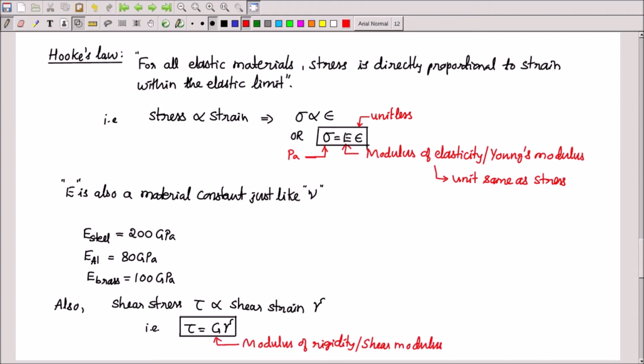And you know that this is shear strain, which does not have any unit, or it will be measured in terms of radians, and shear stress has unit. So G also will have the same unit, Pascal or Newton per meter square. So this is Hooke's law for shear stress and shear strain.